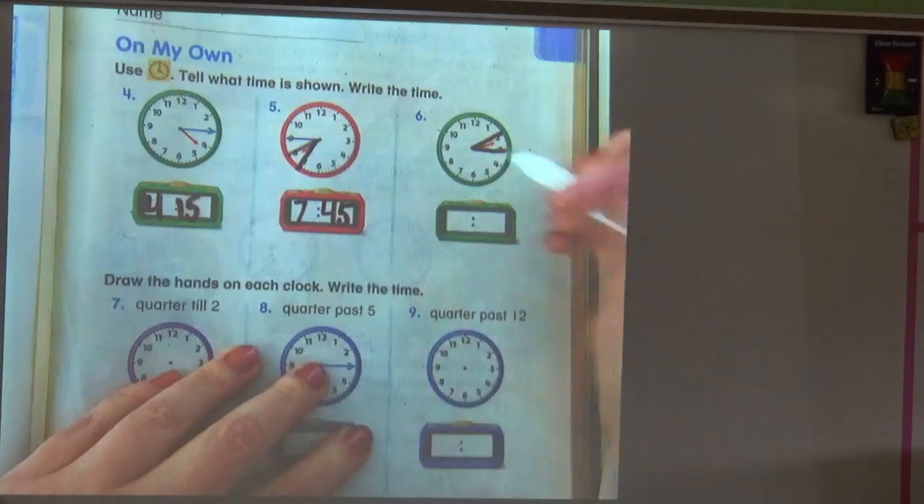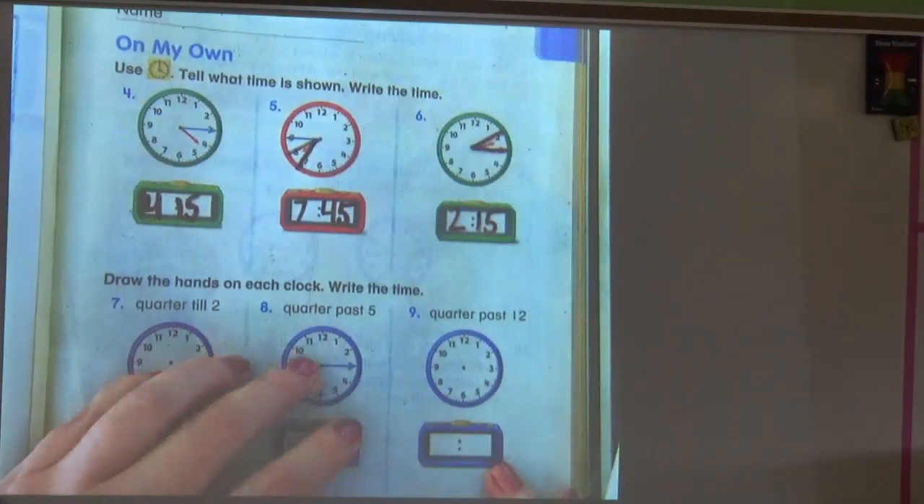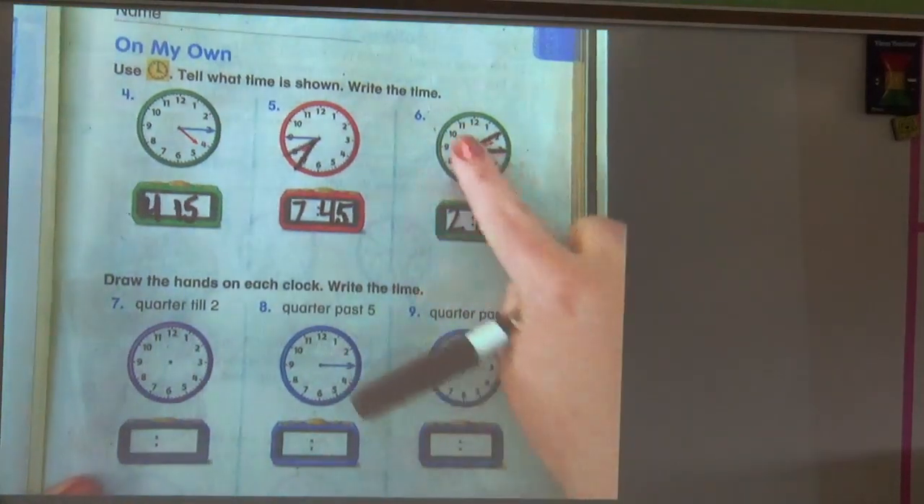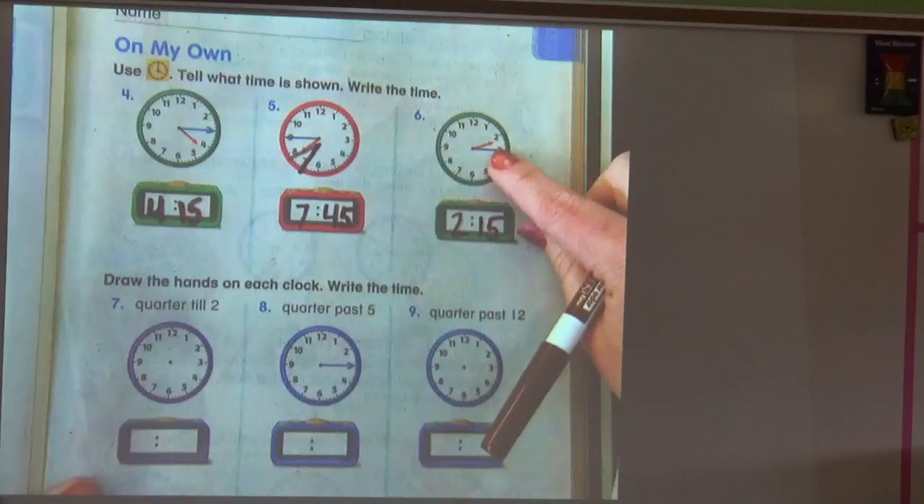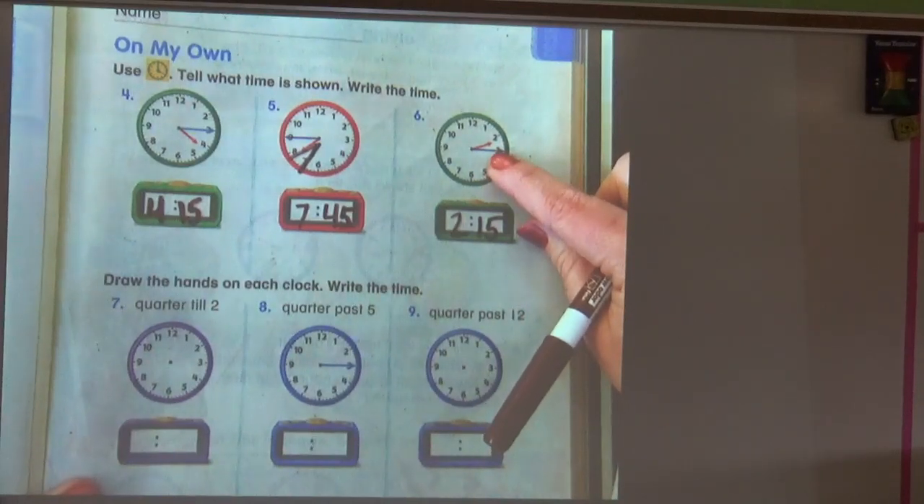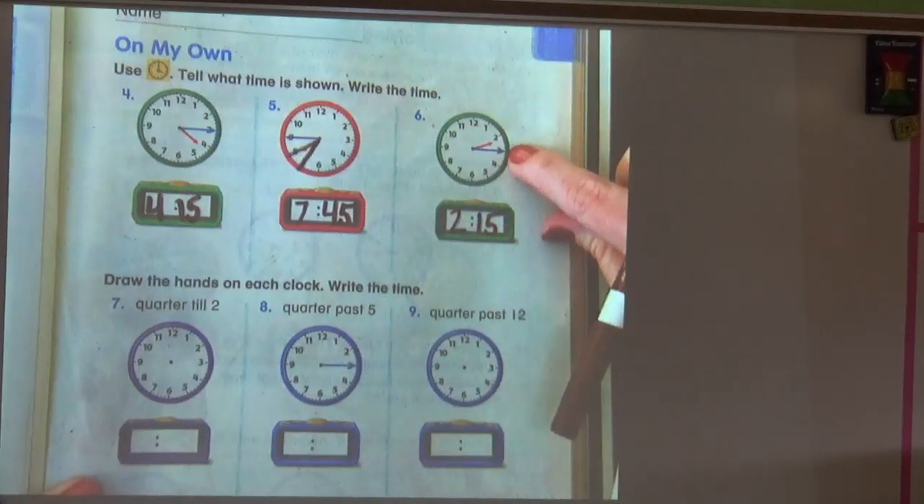If you said that this clock is showing 2:15, you did a great job. That is exactly what time this clock is showing. The hour hand is just past our 2 and our minute hand is pointing directly to our 3. And remember, that's 5, 10, 15, 1/4 after.